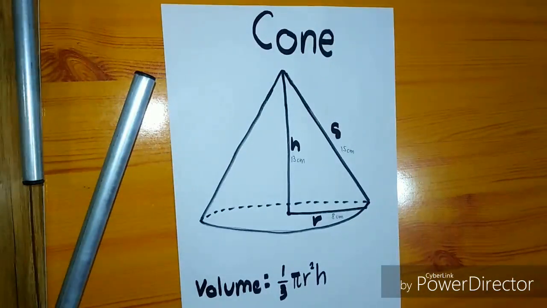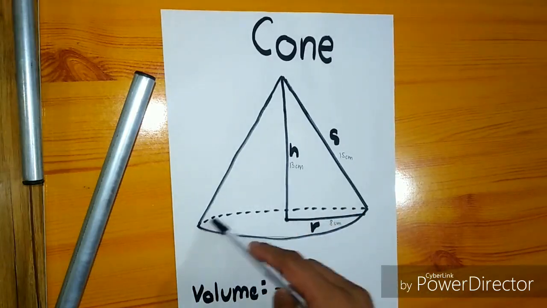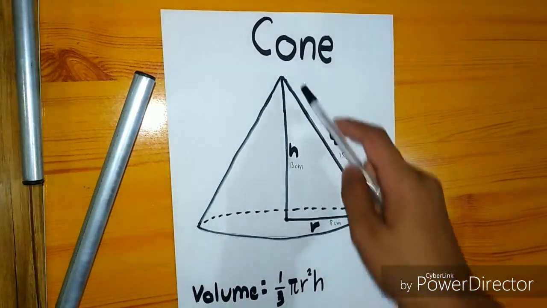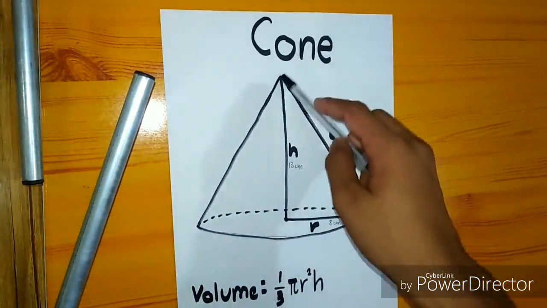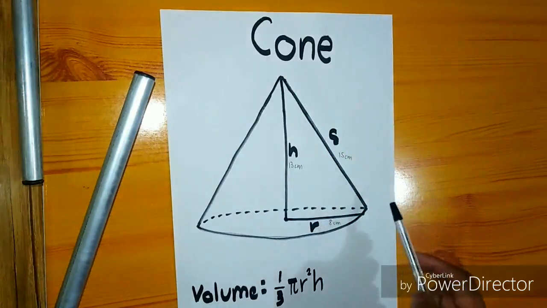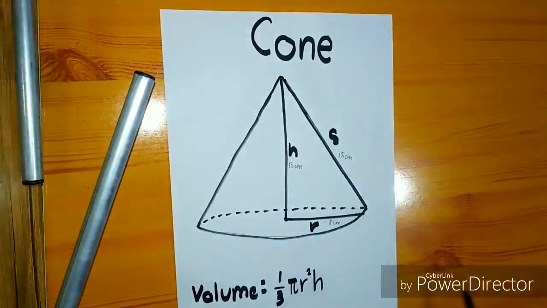Next is the cone. A cone is a space figure having a circular base and a single vertex. If r is the radius of the circular base and h is the height of the cone, then the volume of the cone is 1/3 times pi times r squared times the height. So this is a cone. This is the circular base, and these are the lines, and this point is called its vertex. A cone only has one vertex.